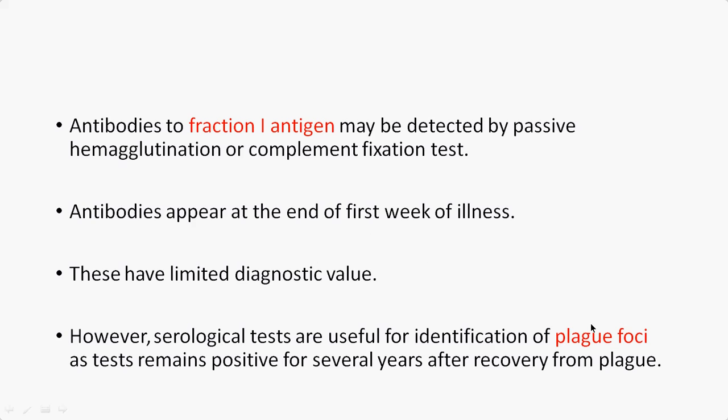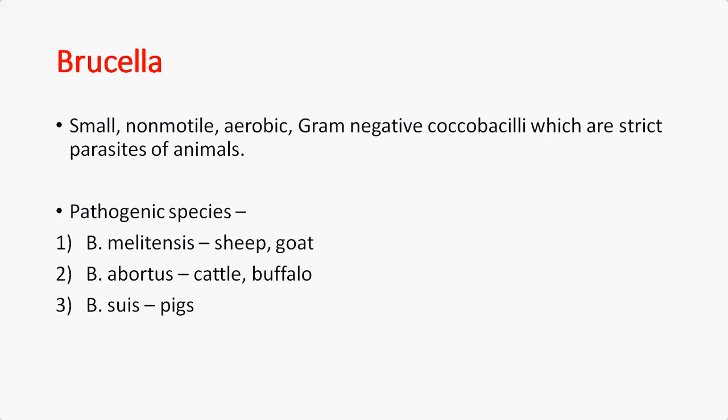Okay, the plague foci has to be there. As you know, communicable diseases are there, so there may be a focus. Some community is having the infection in some part of the community, so that plague focus can be detected with the help of these antibodies against the fraction 1 antigen. These remain positive even after several weeks of recovery from the plague. So if antibodies are present, that means it's a highly probable source.